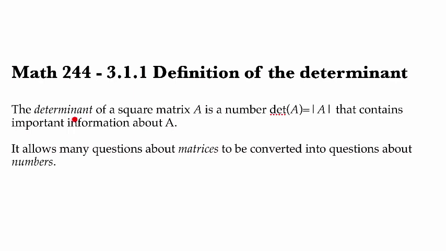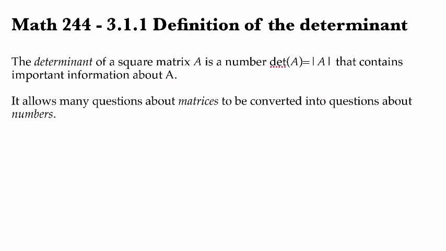The determinant of a square matrix. Determinants are only defined for square matrices. The determinant of a square matrix A is a number, and we denote it with det A, or with these bars that look like absolute value bars. And this number contains important information about the matrix A. For example, it allows many questions about matrices to be converted into questions about numbers. And of course, questions about numbers are much simpler. They can often be answered with simple equations and so forth.